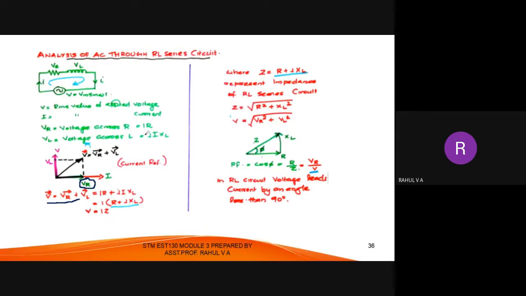That is equal to, I am substituting these equations. From the top, I have written the equations: VR is equal to IR and VL is equal to JIXL. So I have written IR plus JIXL, and since I is common for both terms, I can take it outside: I into R plus JXL, where R plus JXL is the impedance. So I can write the voltage is equal to I into impedance, where impedance is given by R plus JXL.